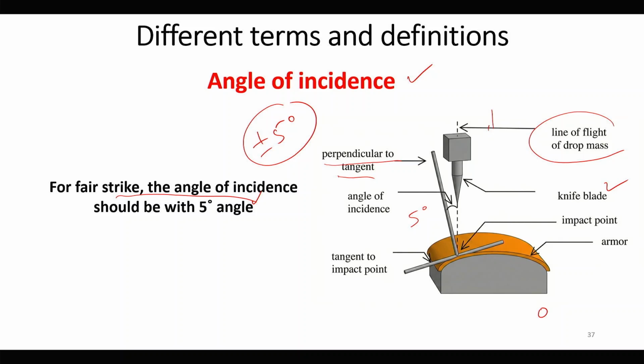That means, in this curved path, if we use this point at the edge as the point of impact, in that case the angle will be a little bit higher, and if we draw the perpendicular from this, the angle will be more than 5 degree, which is not recommended; that will not be a fair strike. So, for a fair strike we have to be within a certain limit from the perpendicular on the curved surface.